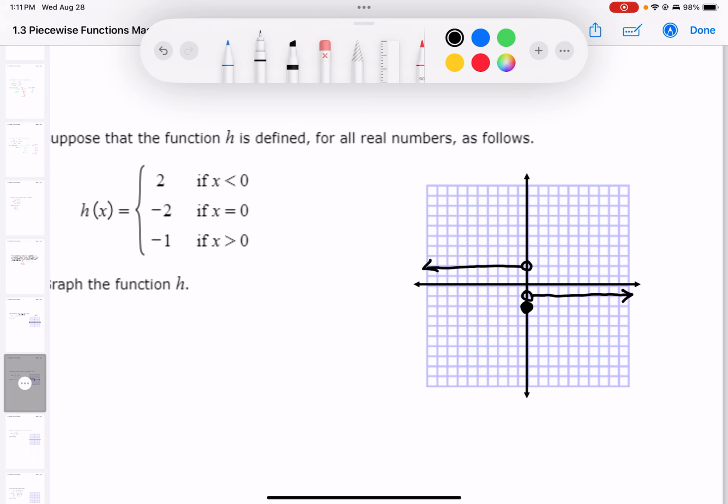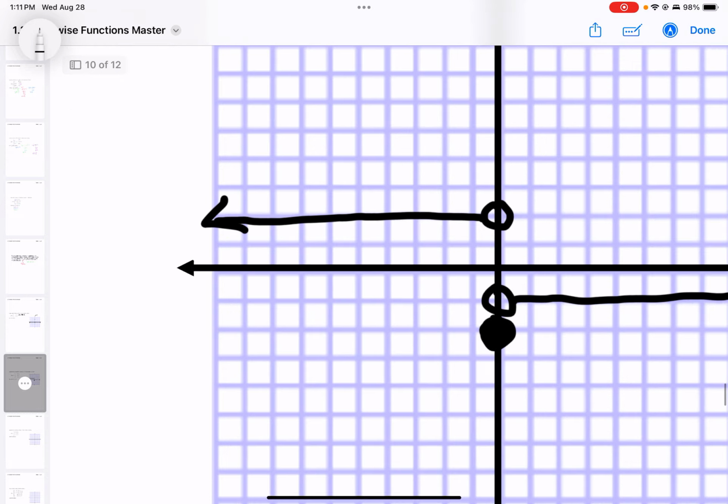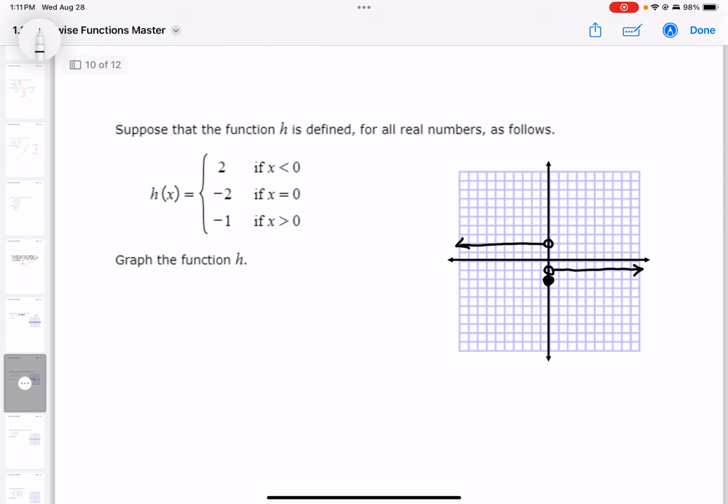There you go. So we've just got this jump, right? If it's on the left-hand side of 0, if it's less than 0, the graph is at 2. Once it hits 0, it goes down to negative 2, which is our closed circle right there. And then when x is to the right of 0 or greater than 0, it's at negative 1. So that's why I have an open circle, because it doesn't include that spot.